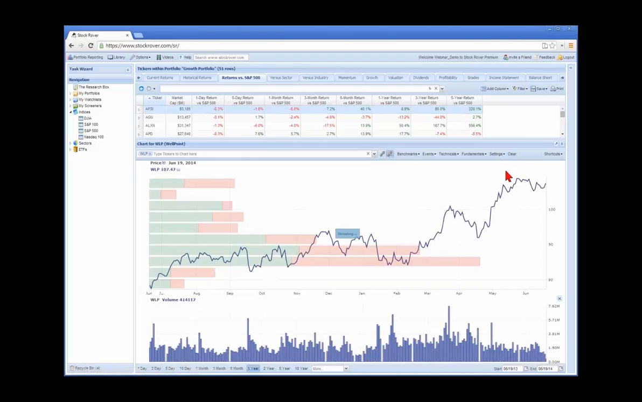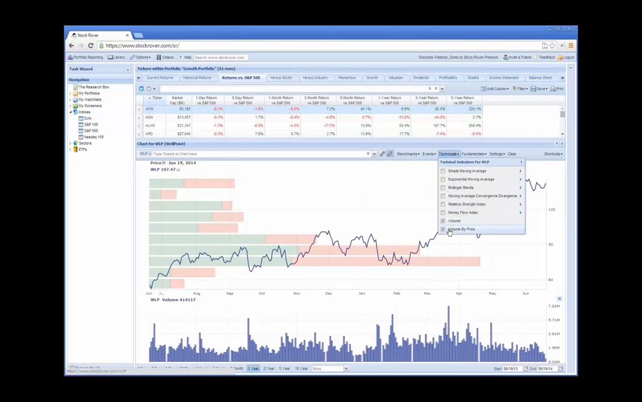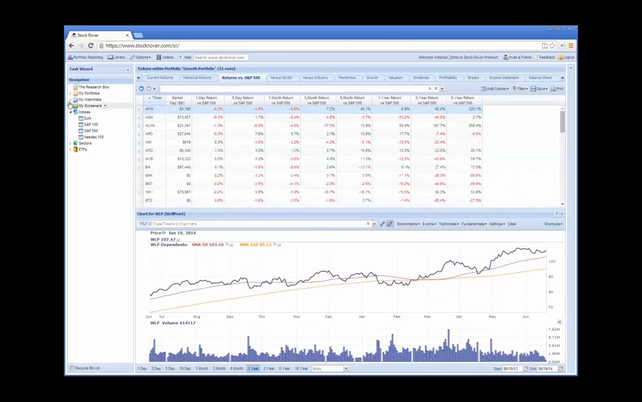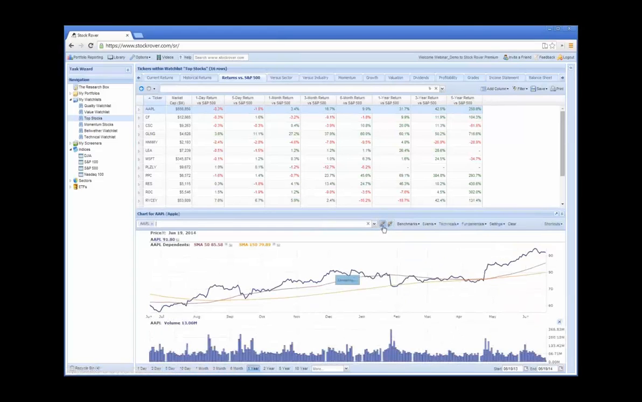So I'm going to go to price. I'm going to maybe take out volume by price, but then add in the simple moving average. So now I have this set up, and now I can go to a set of stocks, say I can go to my watch list and go to top stocks. Then I'm going to link the table and the chart by clicking the left of these two linking icons. And now that means that whatever's selected in the table is automatically charted.